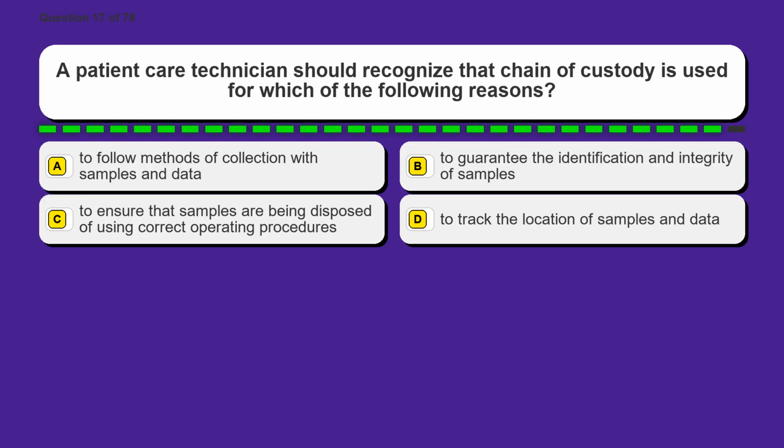Question 17. A patient care technician should recognize that chain of custody is used for which of the following reasons? Option A, to follow methods of collection with samples and data. Option B, to guarantee the identification and integrity of samples. Option C, to ensure that samples are being disposed of using correct operating procedures. Option D, to track the location of samples and data.